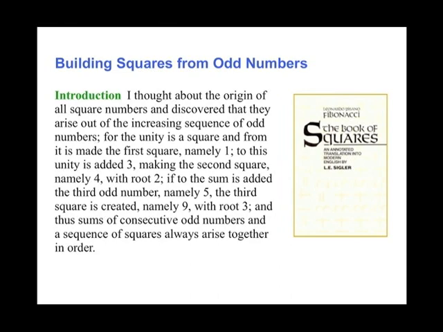So when Fibonacci talks about the unity, he means the number 1 in our notation. To this unity is added 3, making the second square, namely 4, with root 2. If to this sum is added the third odd number, namely 5, the third square is created, namely 9, with root 3, and thus sums of consecutive odd numbers and a sequence of squares always arise together in order.